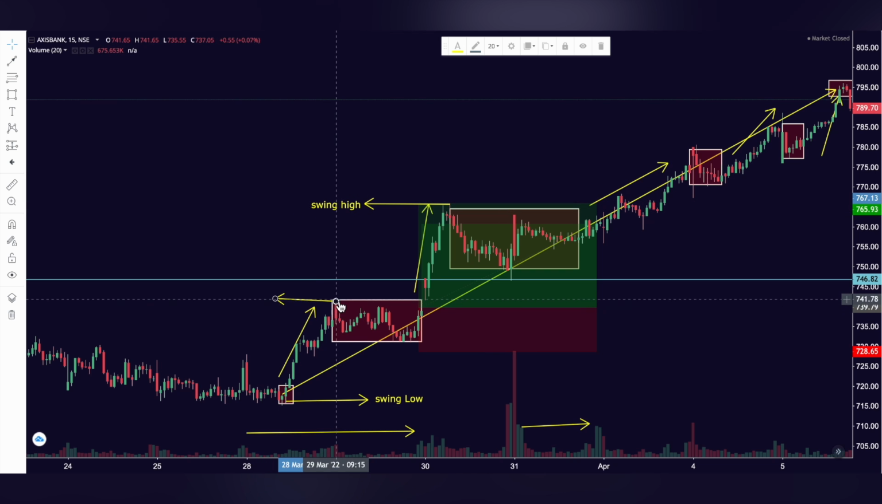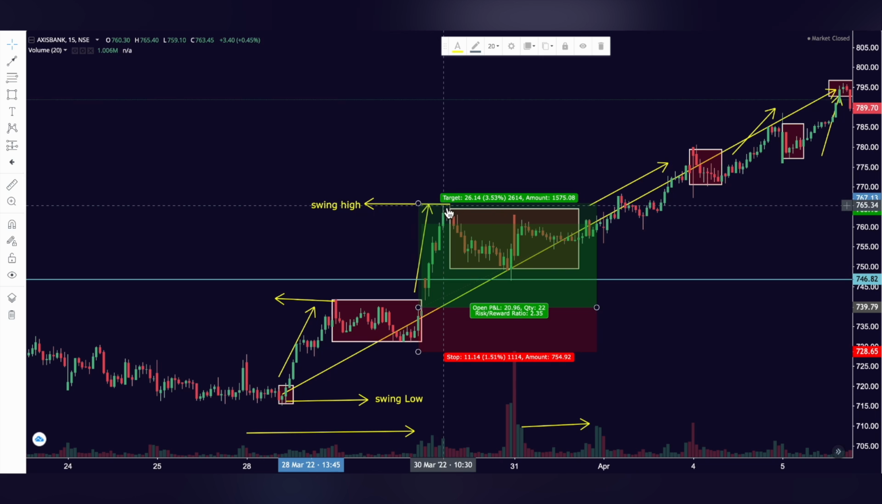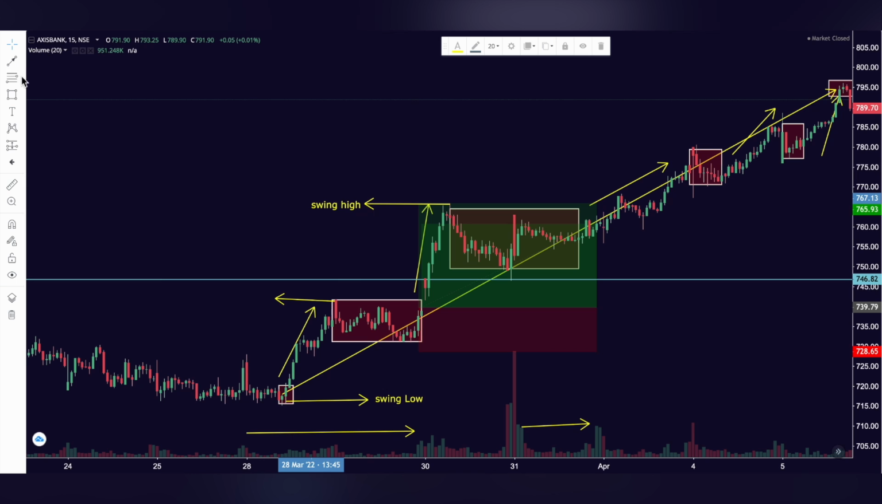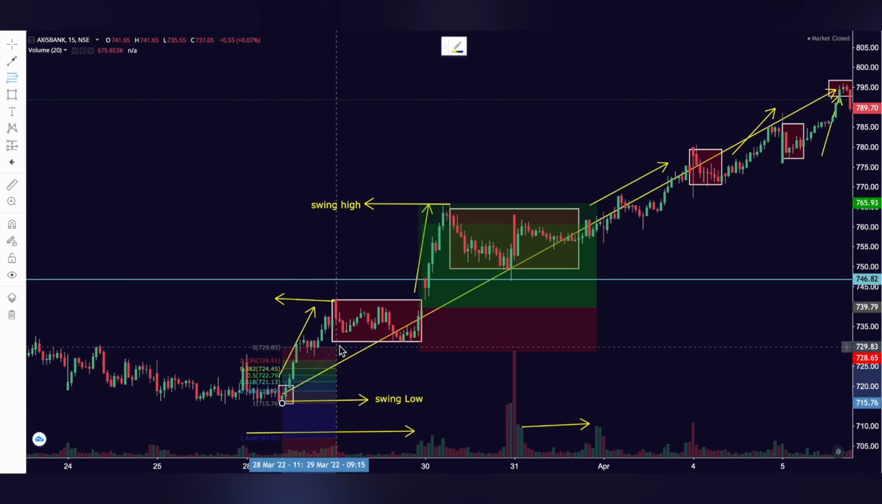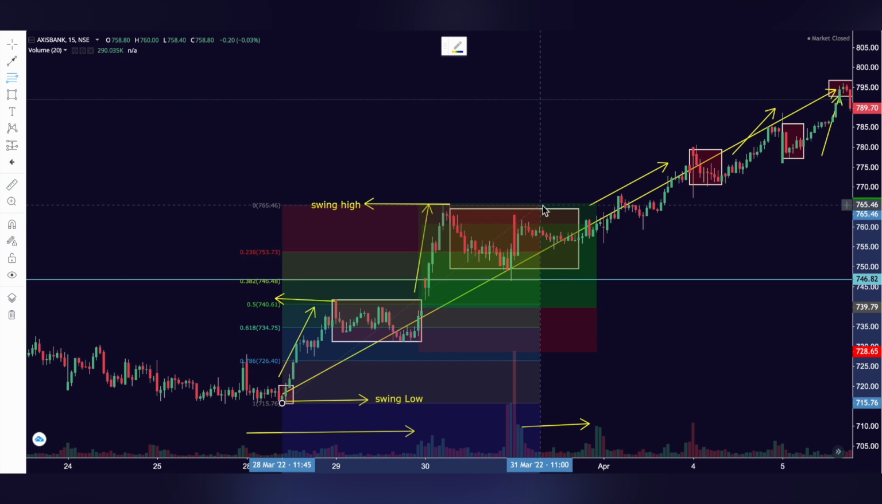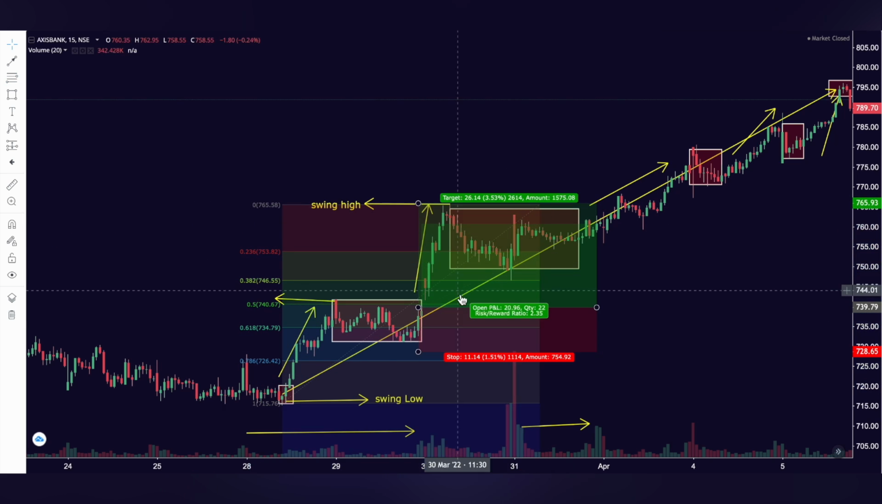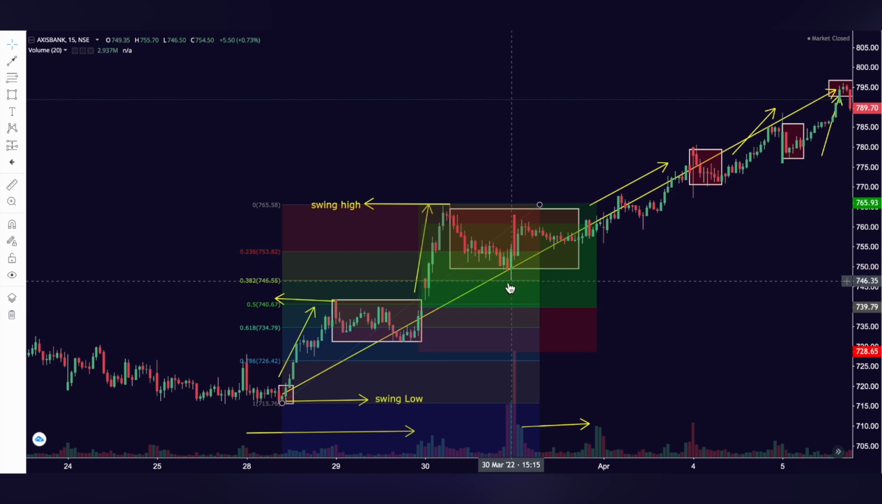Okay? Because this is no more a swing high. This is the swing low. This is the swing high. Because from here the market started rejecting. Correct? Now again, I will choose the Fibonacci tool. From swing low till swing high, I will draw the Fibonacci. Okay? Now tell me, after this retracement, where is the stock taking support?